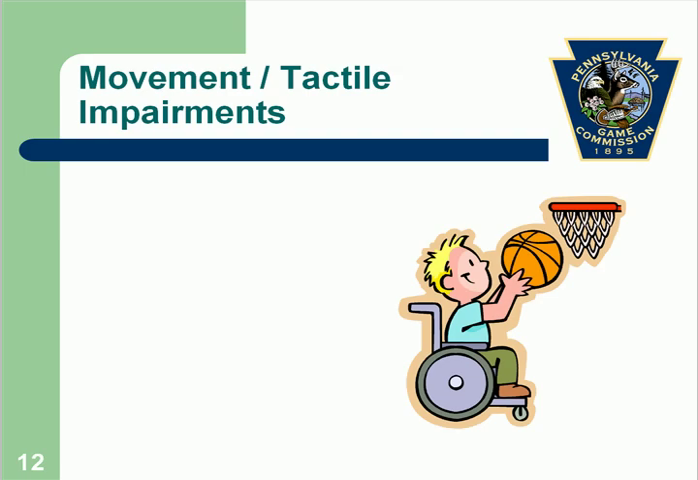Movement or tactile impairments. There are many different types of these impairments. Some of the more common ones you may run across as an instructor include cerebral palsy, spina bifida, or degraded or loss of limb use due to accidents, injuries, or disease.